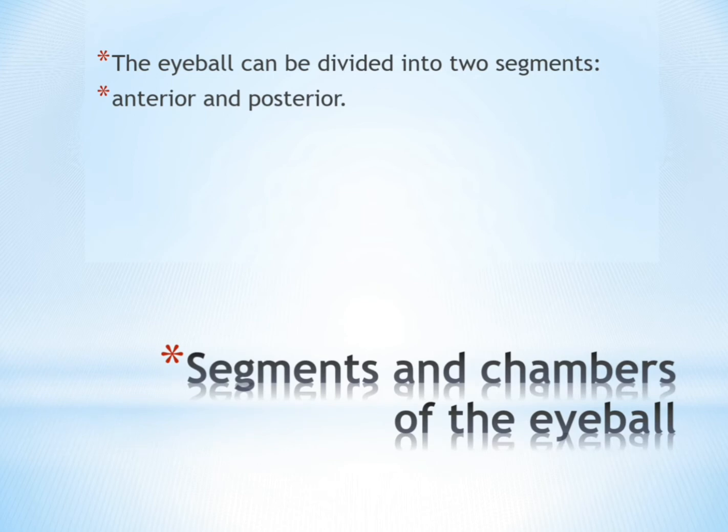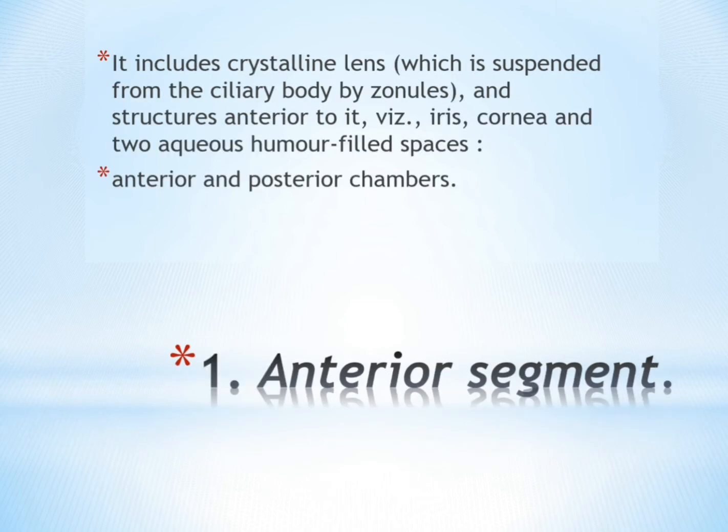So segments and chambers of the eyeball. The eyeball can be divided into 2 segments, anterior and posterior. Anterior segment. Anterior segment includes crystalline lens, which is suspended from the ciliary body by zonules, and structures anterior to it: iris, cornea, and aqueous humor, which fills the spaces, anterior and posterior chambers.